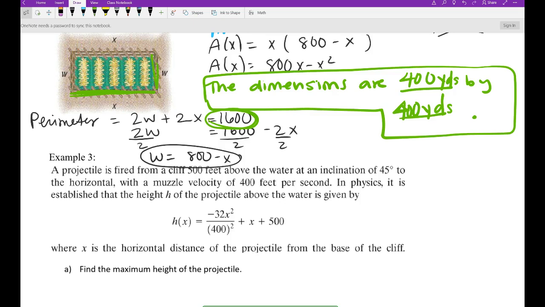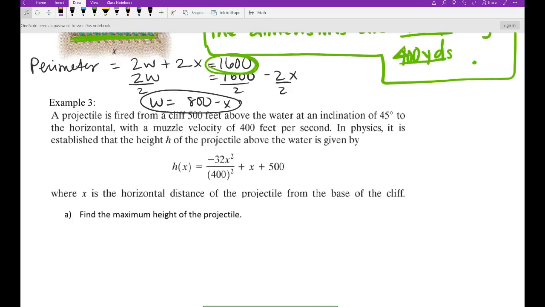Nathaniel, can you help me read example 3 question, please? A projectile is fired from a cliff 500 feet above the water at an inclination of 45 degrees to the horizontal with a muzzle velocity of 400 feet per second. In physics, it is established that the height h of the projectile above the water is given by h of x equals negative 32x squared over 400 squared plus x plus 500, where x is the horizontal distance of the projectile from the base of the cliff. Beautiful. Good job. Thank you.